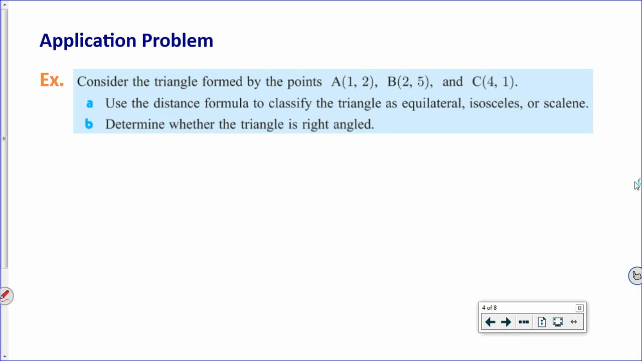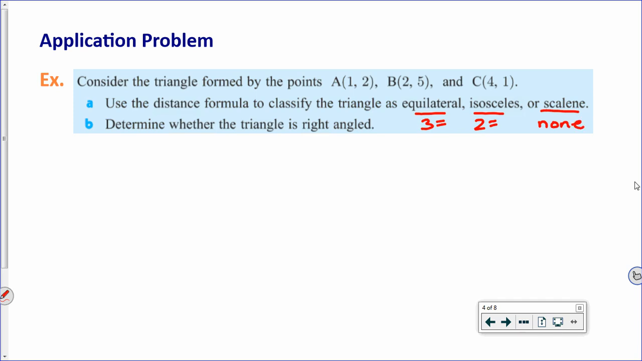One thing, well, you can do many things with the distance formula. One thing you can do is talk about triangles on the coordinate plane, and use the distance formula to determine if the triangle is equilateral, which would be all 3 sides equal, isosceles, which is 2 sides equal, or scalene, which is a word that means none of the sides are equal in length.